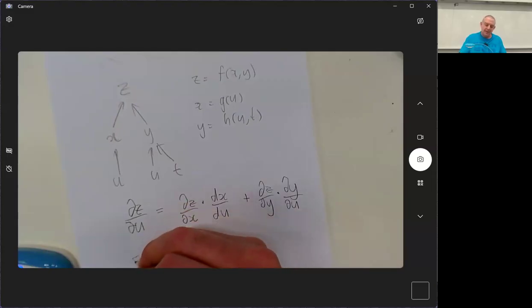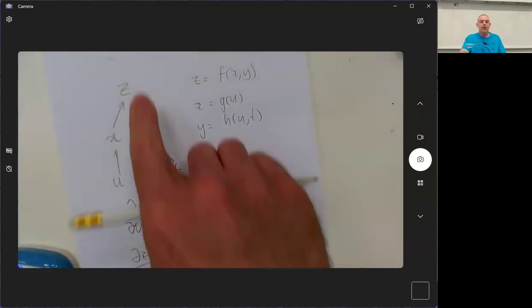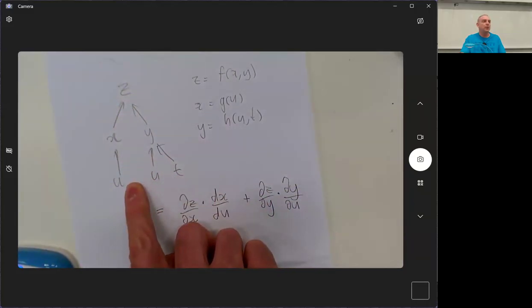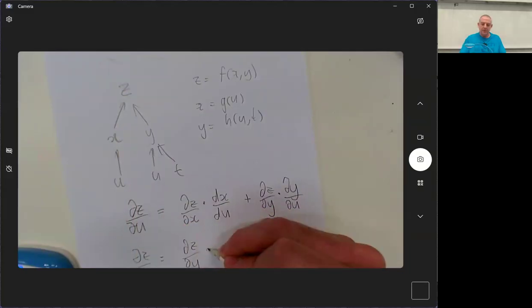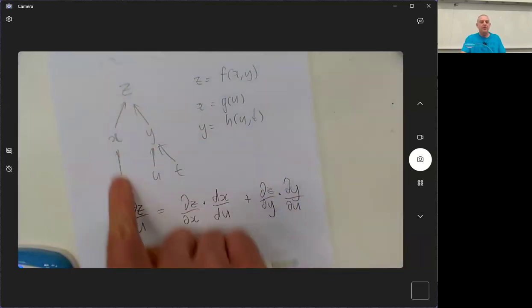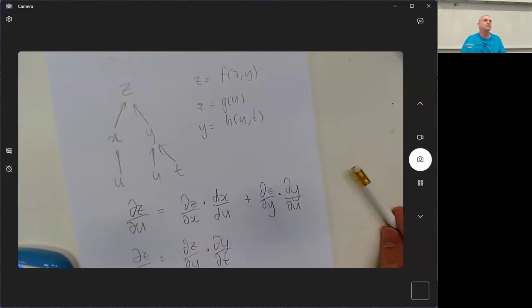And dz on dt, well, this path doesn't go to t, so I don't have to worry about that. And it will be dz on dy times dy on dt. I don't have this one because it doesn't go to t. Yay! That's how it works.